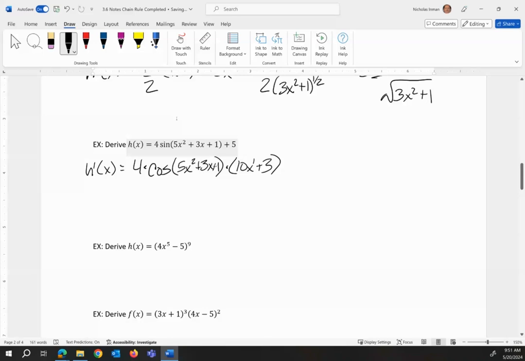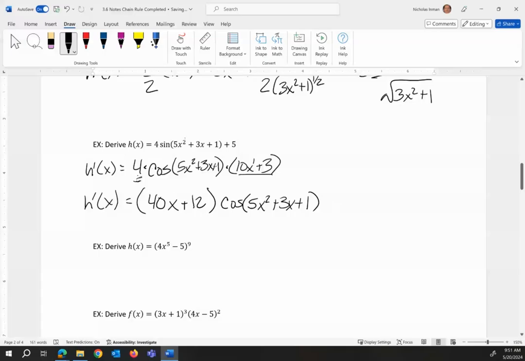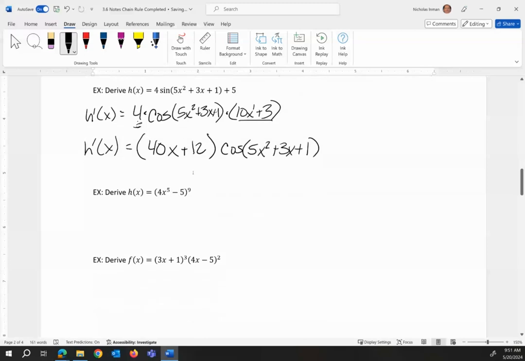Last but not least, we could maybe just make this look a little bit better. We could maybe do this 4 times this stuff. We could distribute that. So we could say 40x plus 12, and then cosine of 5x squared plus 3x plus 1. All right, so we have the derivative of our sine function is cosine. All right, the inside stuff stays. You then chain on, you multiply by the derivative of the inside stuff, which is 10x plus 3. All right, and then you combine what you can. This 4 and this 10x plus 3 we can multiply. All right, and that is our chain rule.